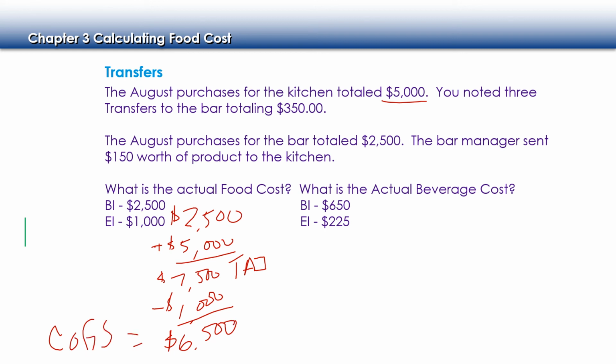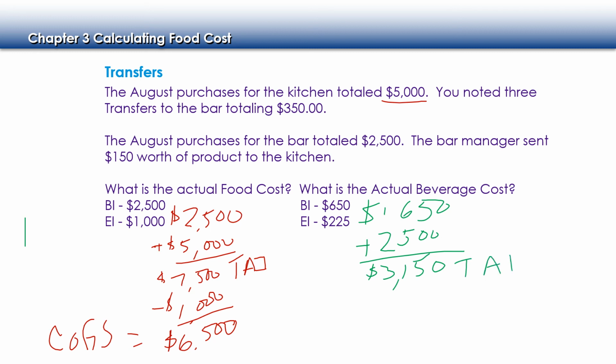Okay? Now let's do it for the bar. So we have a beginning inventory of $650. Our purchases for the month is $2,500. So that gives me $3,150 as my total available inventory. Then I'm going to subtract my ending, which is $225. So that gives me a cost of goods sold of $2,925. Okay, so that's where we get started.